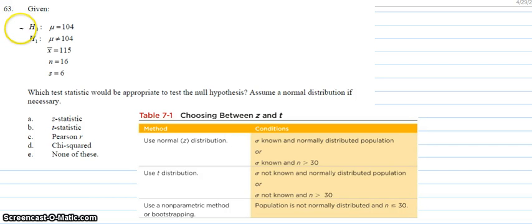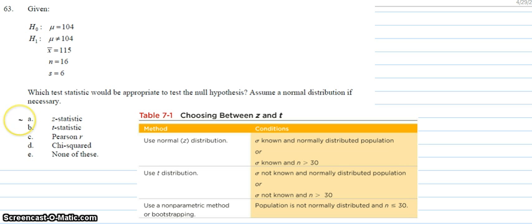Given our null hypothesis, or H0, mu equals 104. Our alternative hypothesis, or H1, mu does not equal 104. X bar equals 115. N equals 16. S equals 6. Which test statistic would be appropriate to test the null hypothesis? Assume a normal distribution if necessary.